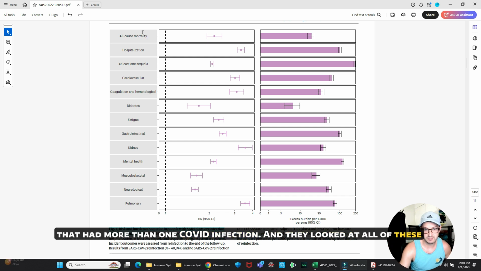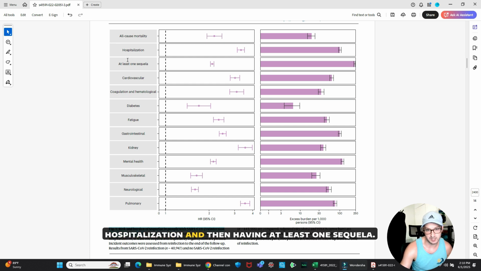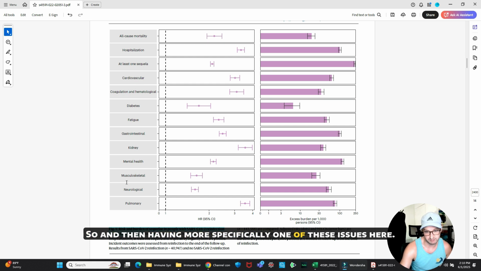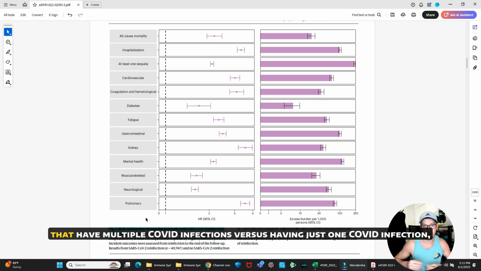And they looked at all of these different categories, like what we talked about prior: the all-cause mortality, so death, hospitalization, and then having at least one sequela, and then more specifically one of these issues here. So if there was no additional risk burden of people that have multiple COVID infections versus having just one COVID infection, we would expect this to be like a 1-to-1 ratio in terms of poor health outcomes, but we're not seeing that. We're seeing an elevated risk for having multiple COVID infections versus having only one COVID infection.